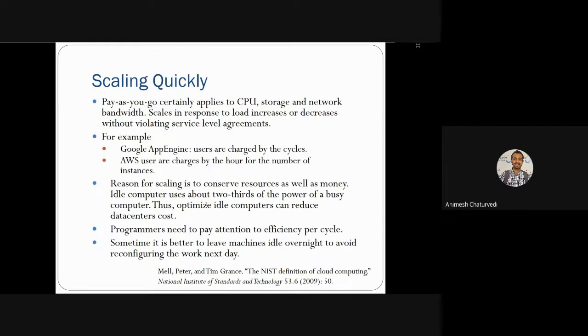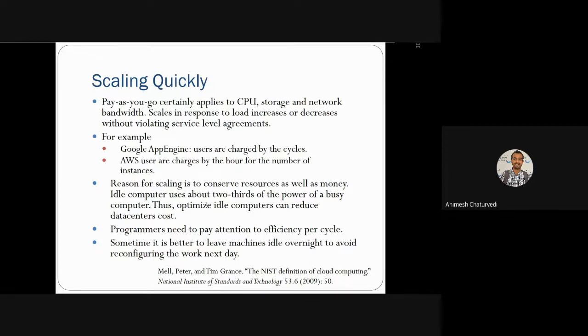Then scaling in response to load increase and decrease. Sometimes load increases, the number of users increases, and sometimes users decrease. And with all this increase and decrease, your service level agreement should not be violated. So your cloud computing vendor should promise and continue the service level agreement, whether there is an increase in demand on your server or a decrease in the number of customers or users. For example, Google App Engine provides a better service level agreement, and they charge based upon CPU cycles. Amazon basically charges based upon hourly usage of instances and the number of instances that you are using, of some images, virtual machines.